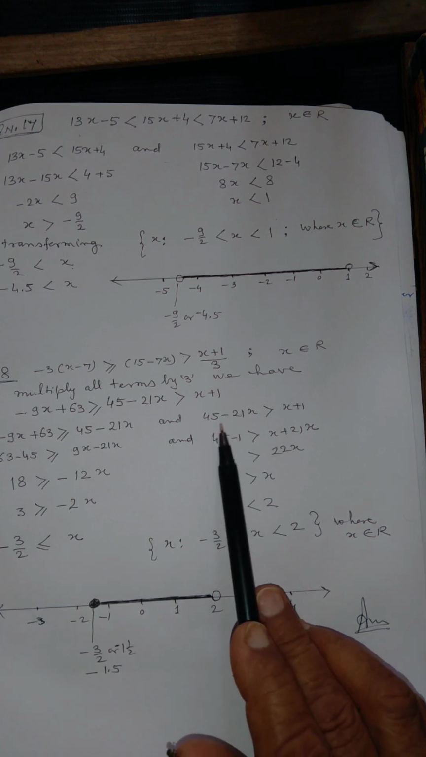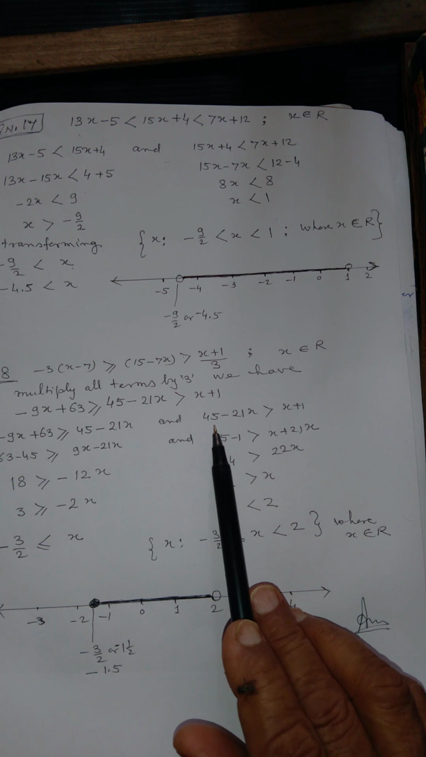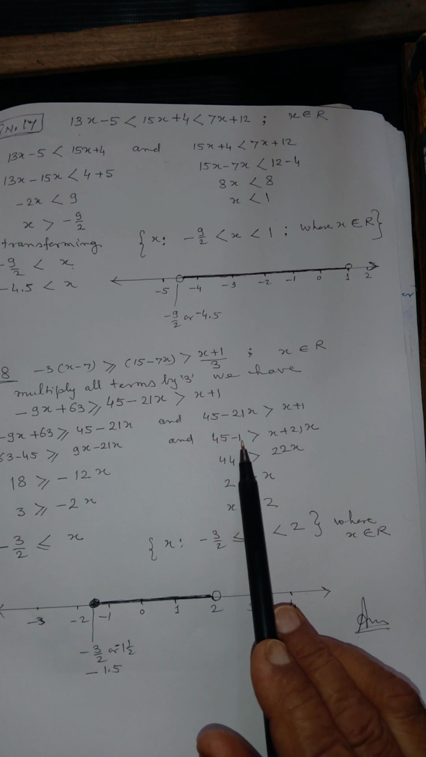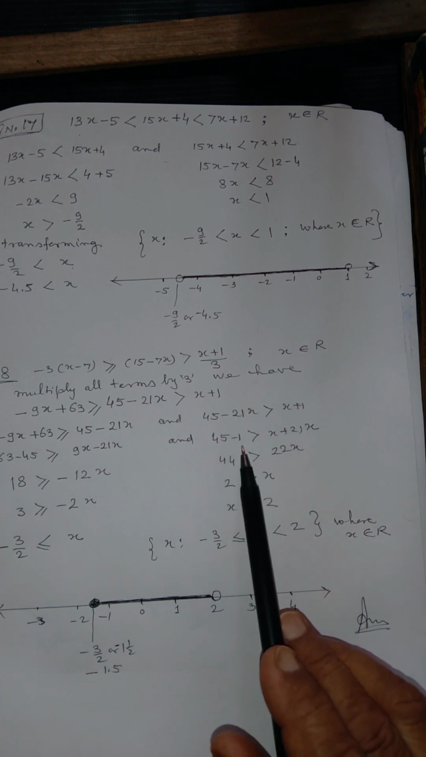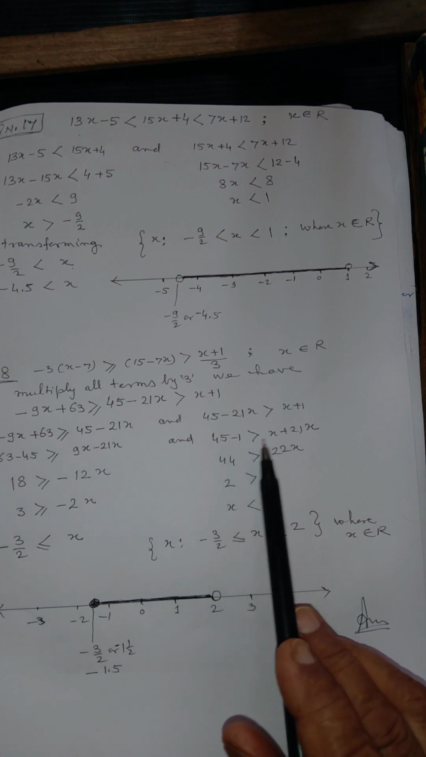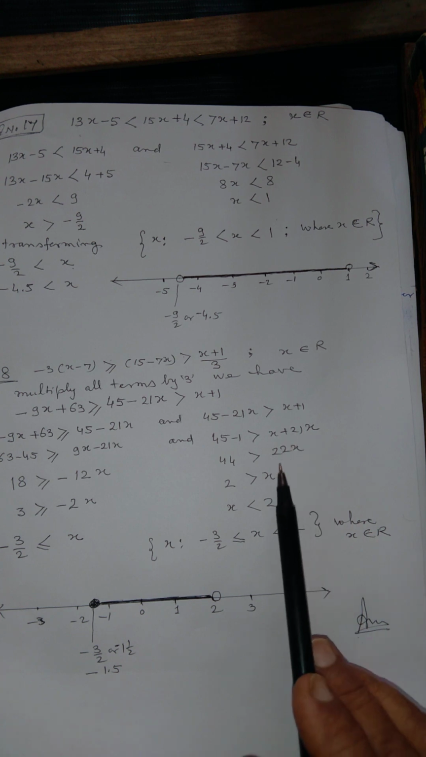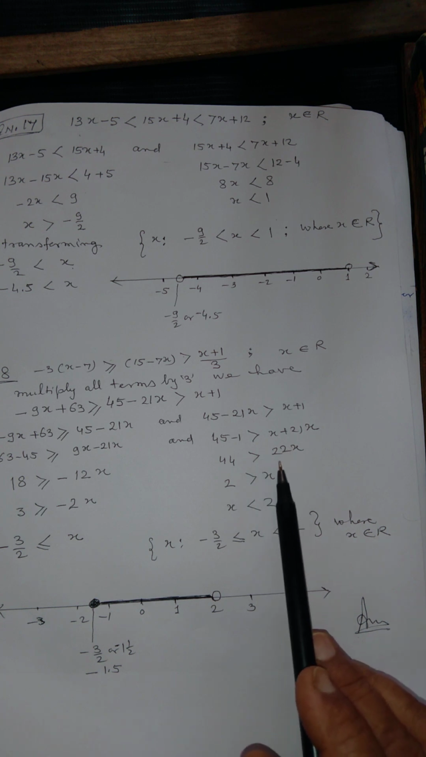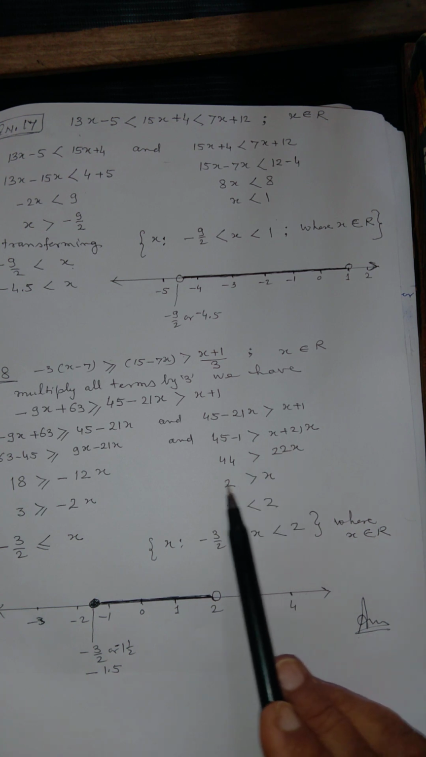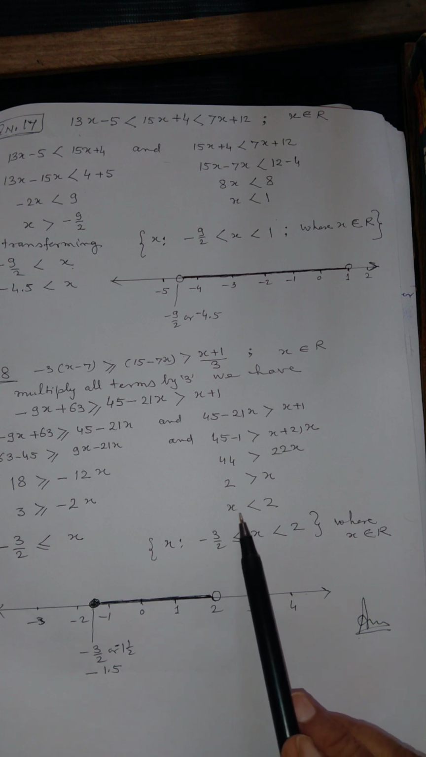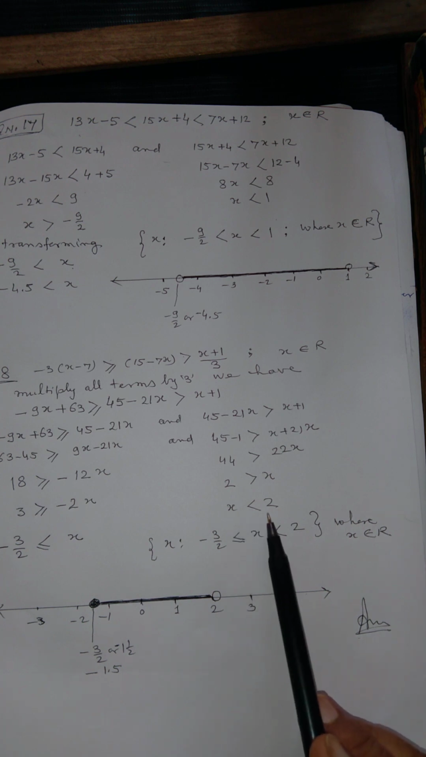Now come to the second part of the inequation, that is 45 minus 21x greater than x plus 1. 45 minus 1, this one has been transposed to the left hand side, so it has become minus. So 45 minus 1 greater than x plus 21x. Again solve it, it will become 44, and this side it will become 22x. Now divide both sides by 22, we will get 2 greater than x, or by transforming you can say x less than 2.